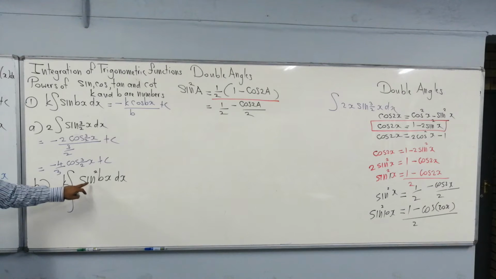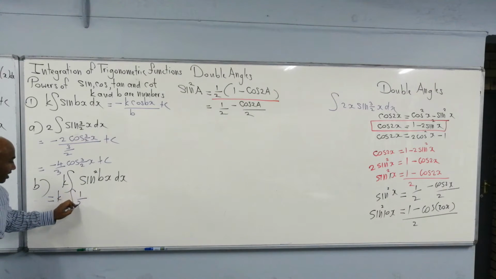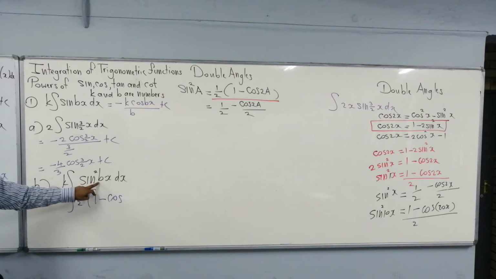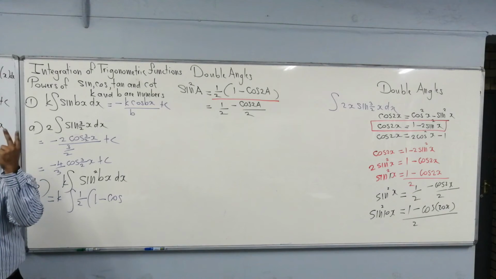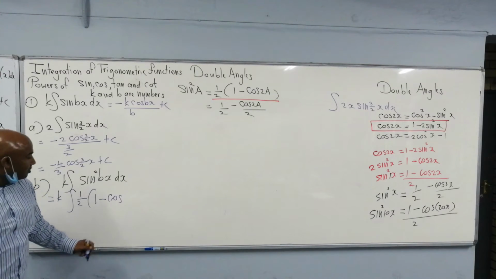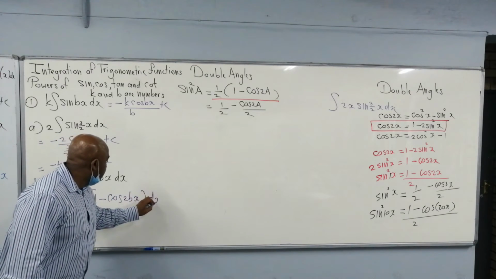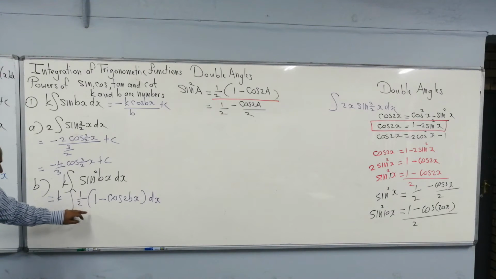So what are we changing sine squared bx to? It's going to be half, 1 minus cos, and this is b. I must double b, in other words, multiply whatever you have by 2. So that's going to be 2bx dx. So now I have k times 1 over 2, which is just k over 2.